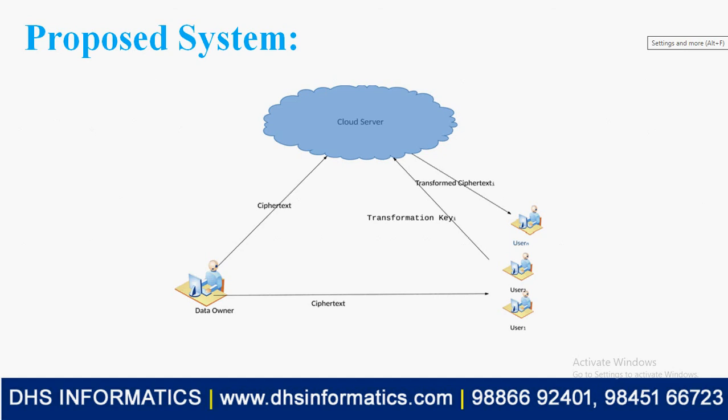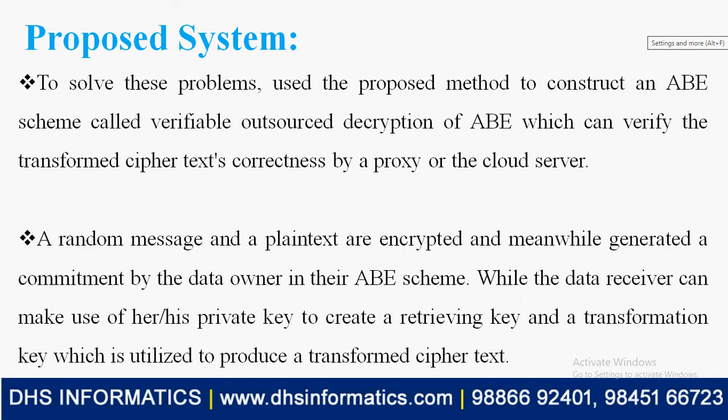Proposed system. This is the proposed system architecture. To solve these problems, the proposed system constructs an ABE scheme called Verifiable Outsourced Decryption of ABE, which can verify the transformed ciphertext correctness by a proxy or the cloud server. Random message and plain text are encrypted, and meanwhile the data owner has made a commitment to their ABE scheme, while the data receiver may use its private key to create a retrieval key and a transforming key that is used to generate a translated ciphertext.